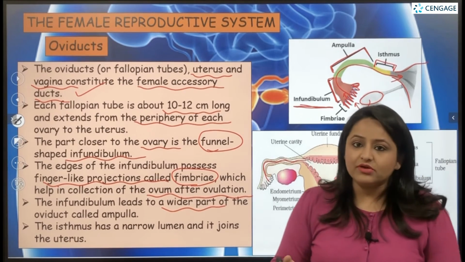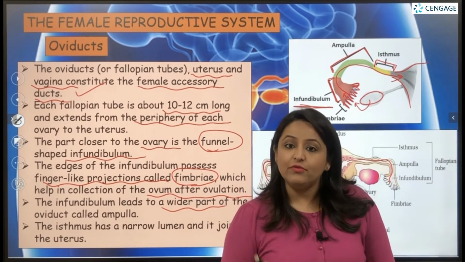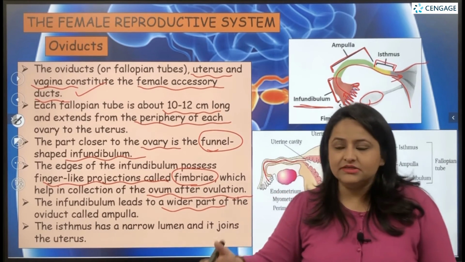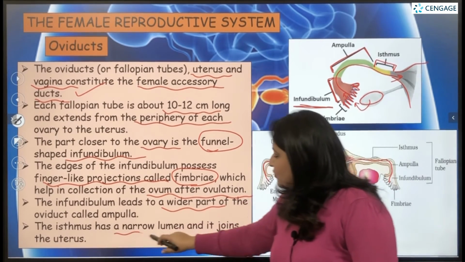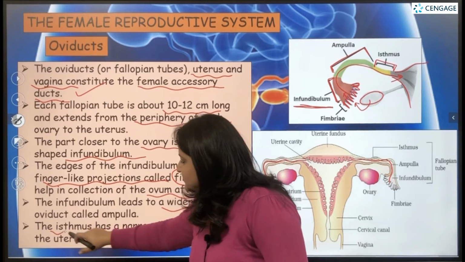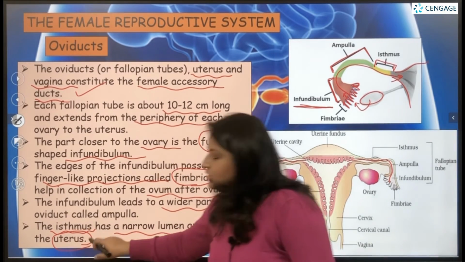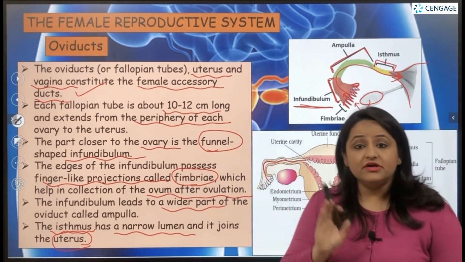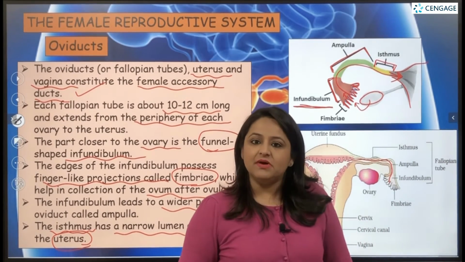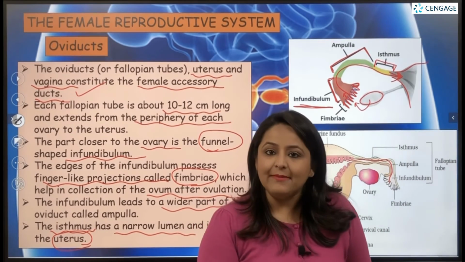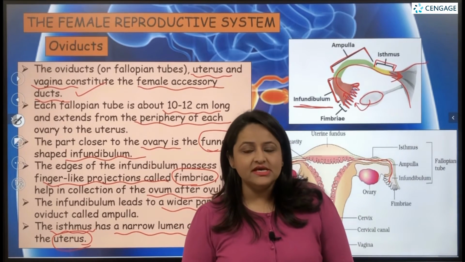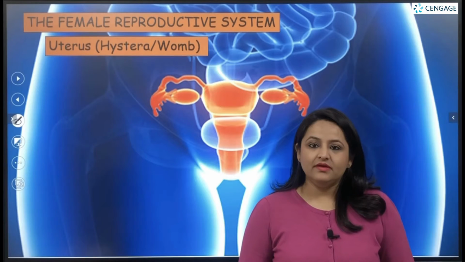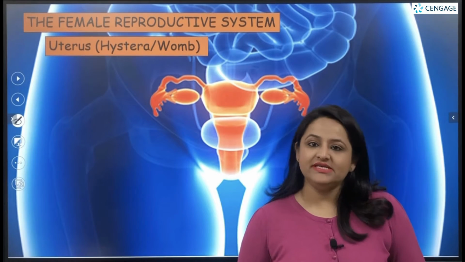So there are approximately 3 parts of a fallopian tube, that is the infundibulum, then the ampulla, the wider part, and then comes a narrow part which is known as the isthmus. It joins to the uterus. We can see over here. The fertilization of the egg and sperm takes place in the ampullary isthmic junction, that is in the junction between the ampulla and isthmus. Now let's talk about uterus in detail.